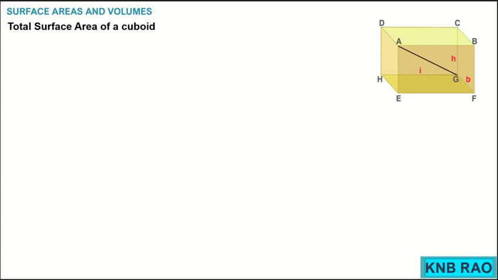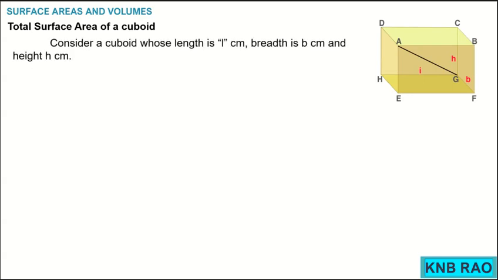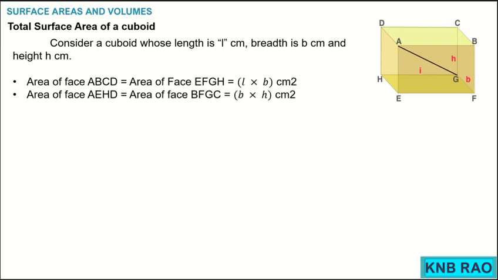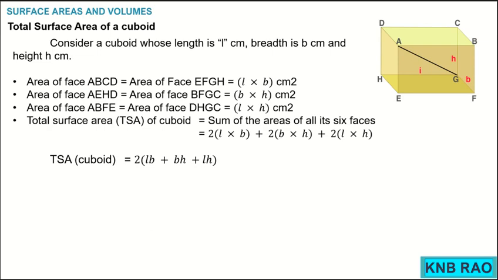Now the total surface area we have already seen. It is 2 times (LB plus BH plus LH). Now comes the volume of a cuboid. How to find the volume of a cuboid?